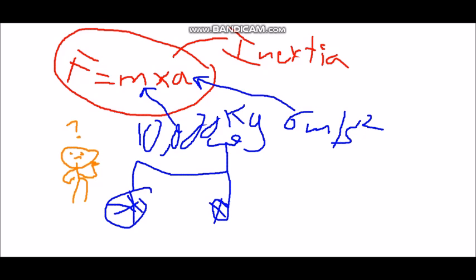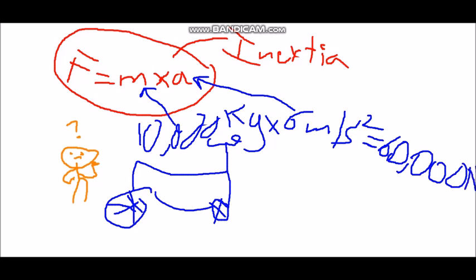And so, to get the force needed to push this 10,000 kilogram bicycle 6 meters a second squared, we just have to multiply it. And with some simple math, we can conclude that the force needed is 60,000 newtons. 60,000 newtons to move a 10,000 kilogram bicycle at 6 meters a second squared. Light work for me, you know.